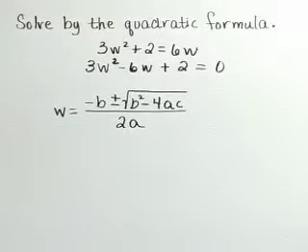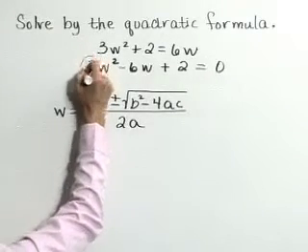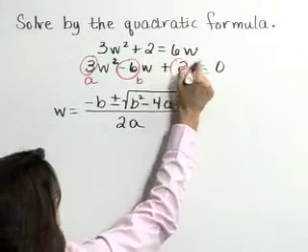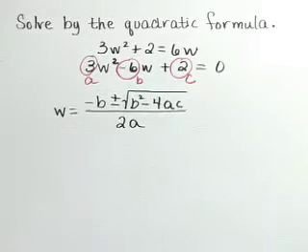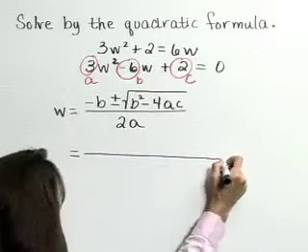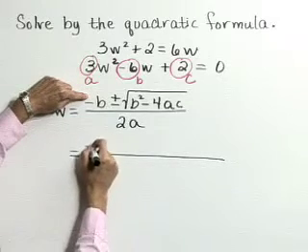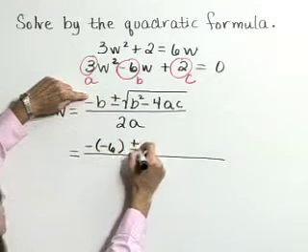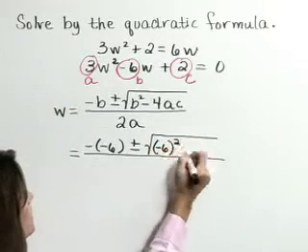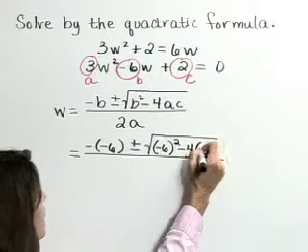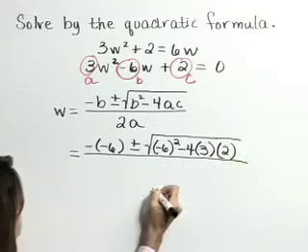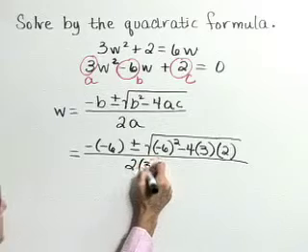Now we have it in a form where we can identify our values of a, b, and c. A is equal to 3, b is equal to negative 6, and c is equal to 2. Now let's substitute those values into our quadratic formula. We want the negative of b, or the negative of negative 6, plus or minus the square root of b squared, so that's negative 6 squared, minus 4 times a, which is 3, times c, which is 2, all over 2 times a, which is 3.